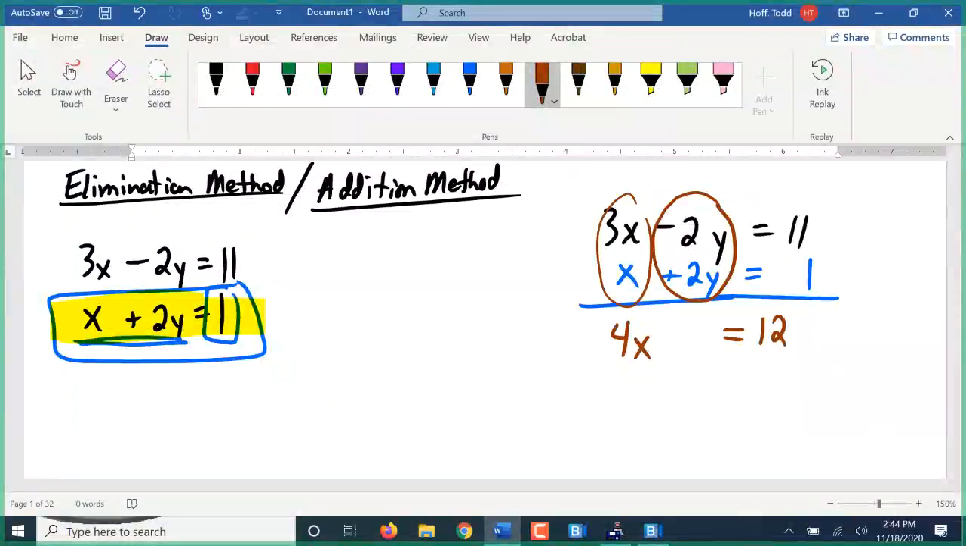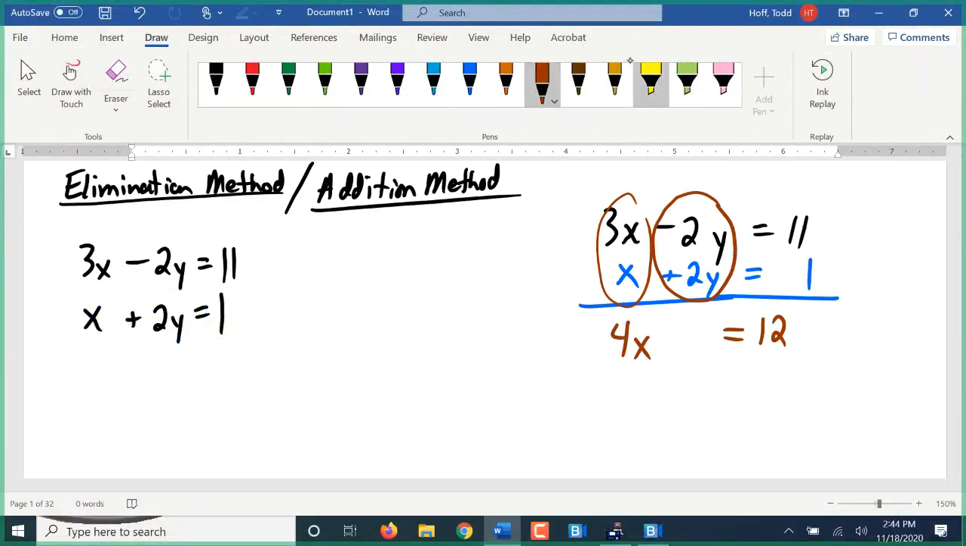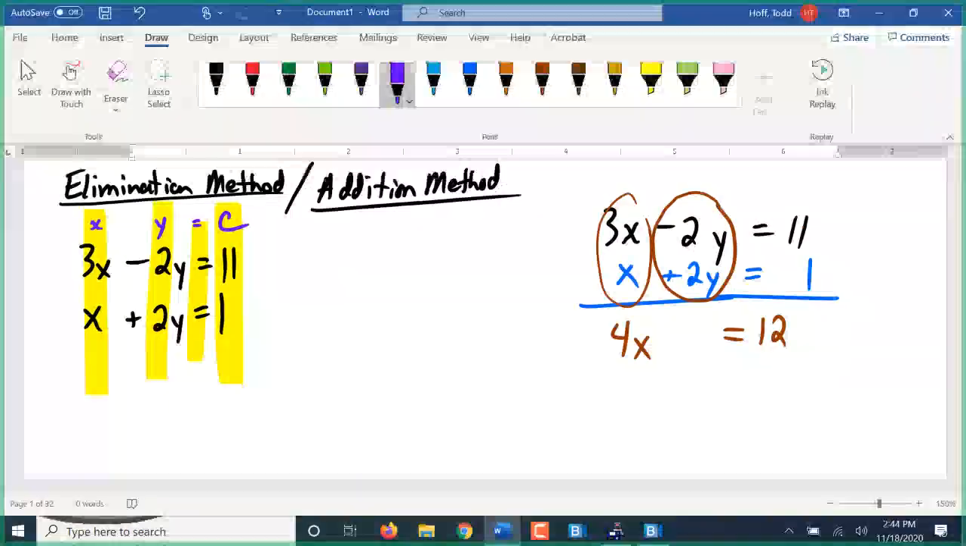So just like with substitution, we reduced it to one equation and one variable. We've done the same thing here with our addition. Now, some keys here that I'm going to point out before I continue with that problem. It has to be lined up: the x's, the y's, equal signs, and then we refer to these as the constants. Those are the constants. There's no variable in those. They have to be lined up like that: x's, y's, equals, constants. That's the first thing that has to happen.